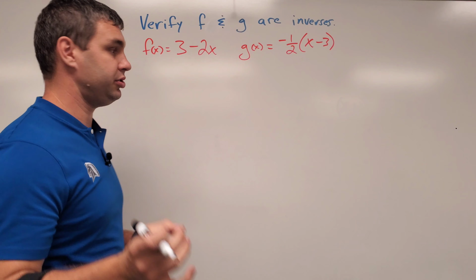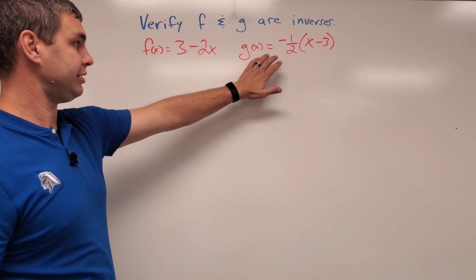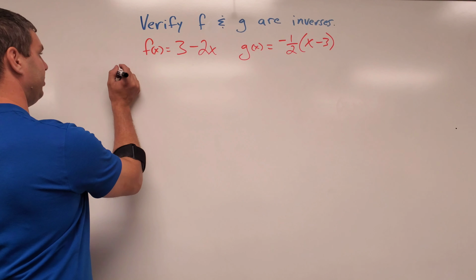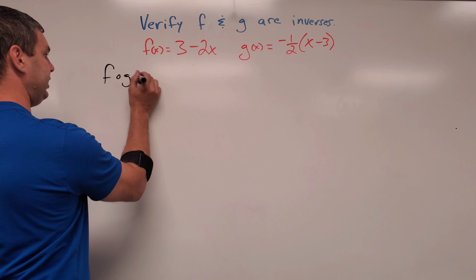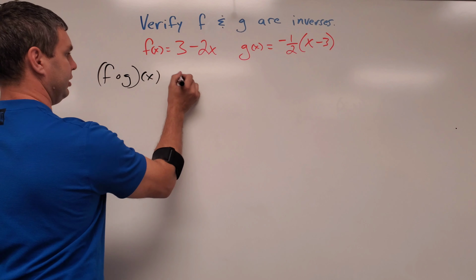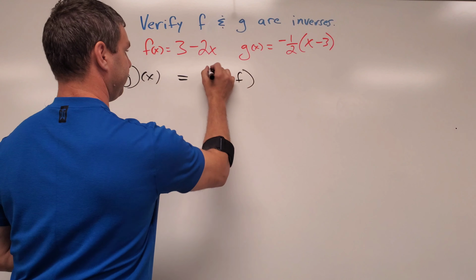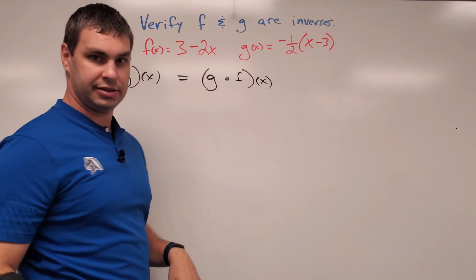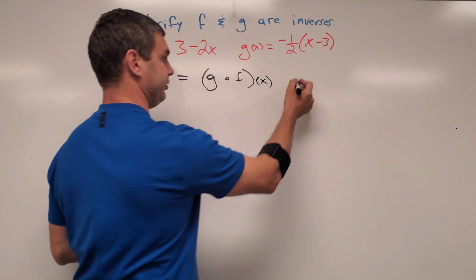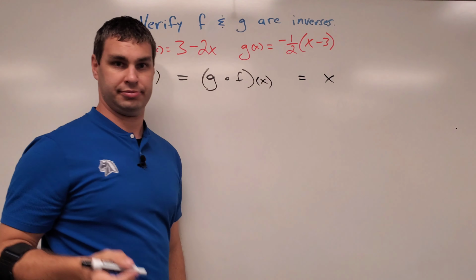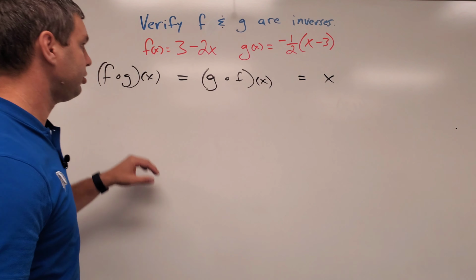All right, this problem asks us to verify whether f of x and g of x are inverses of each other. To do that, it gives us f of x and g of x. What we need to do, remember, is find f of g of x. We need that to be equal to g of f of x. And then eventually, after we solve, they should also all be equal to x. Okay? So let's try that here.